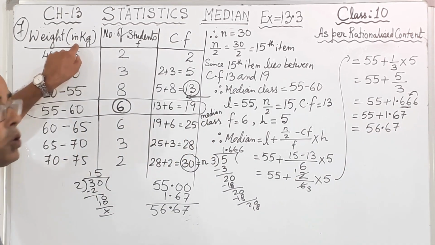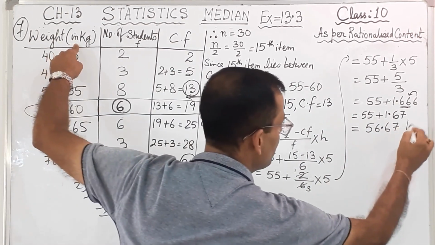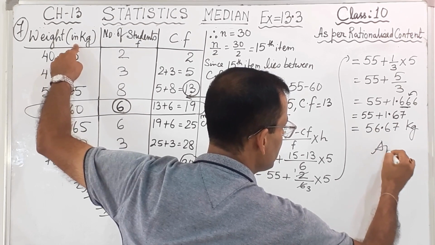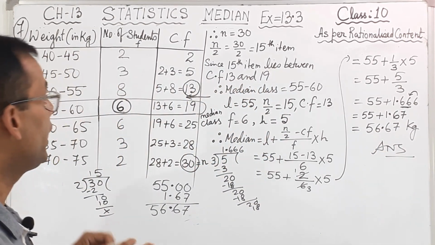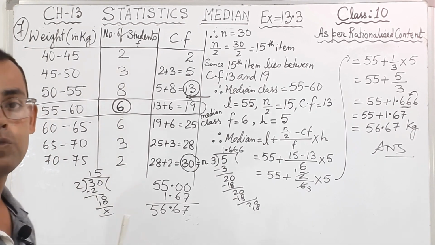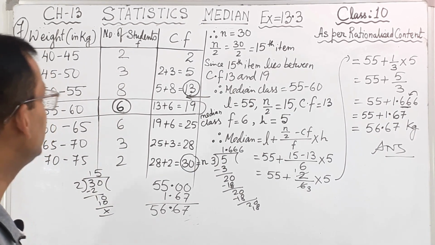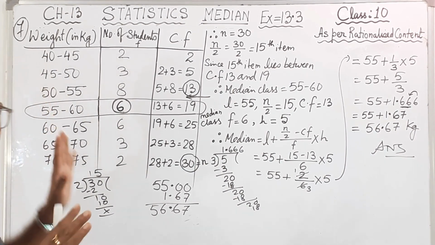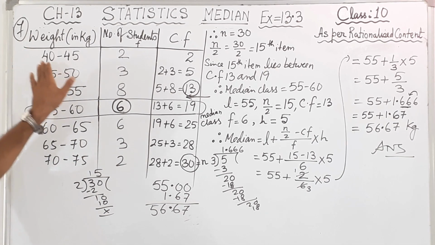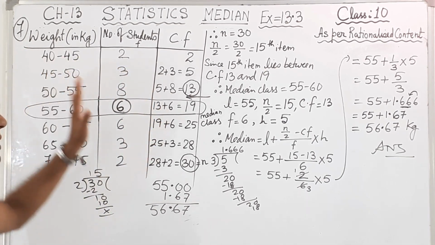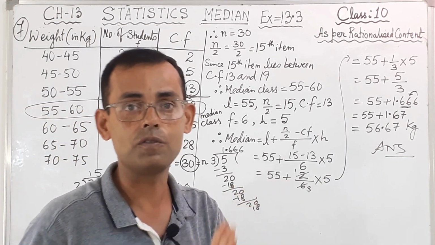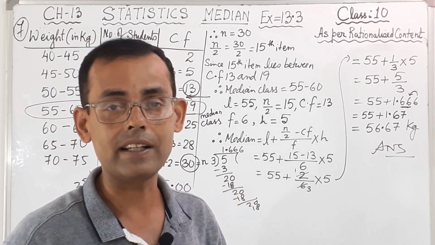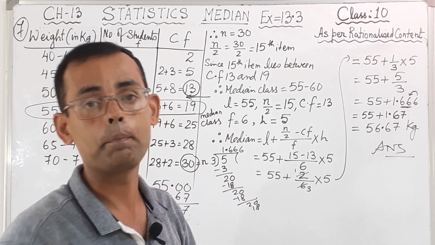and it is talking about weight in kg. So the answer will be in kg, and this is the answer. So I hope you have understood how to find out the median when it is grouped frequency. So this is the grouped one, weight 40 to 45. So practice these sums nicely, understand the concept, pause the video and then understand nicely, write it down and practice again and again.